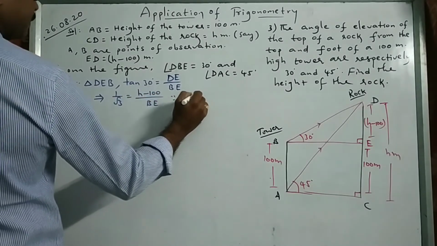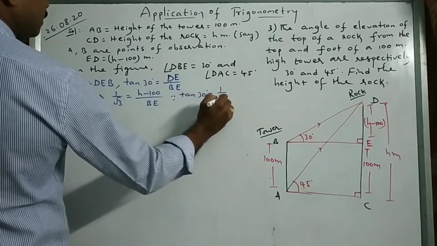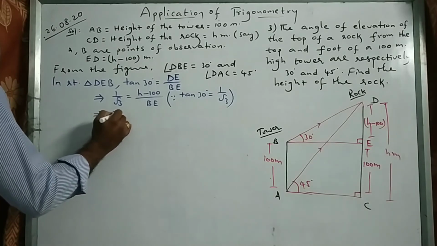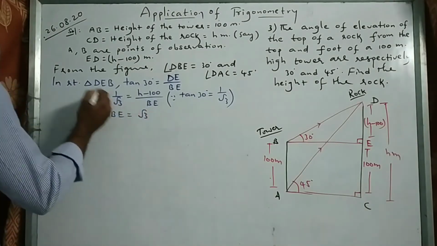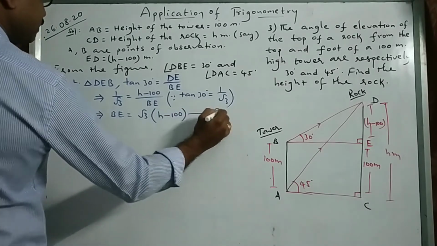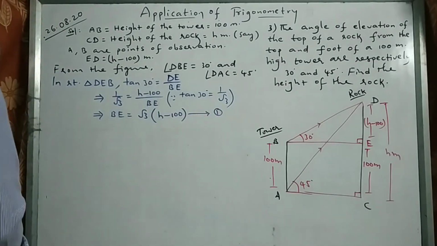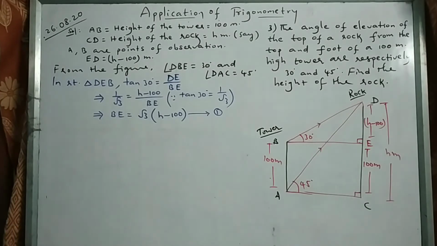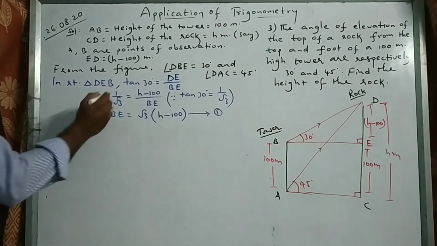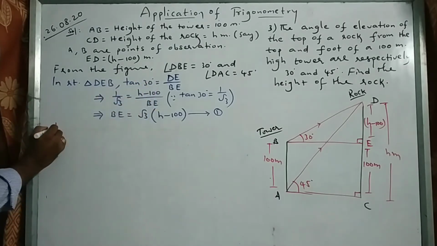Since tan 30 equal to 1 by root 3, I will take BE is equal to root 3 into, cross multiply here, h minus 100. Equation 1. Okay. Is that clear? I just made cross multiplication here. BE equal to this. So another right triangle is what?